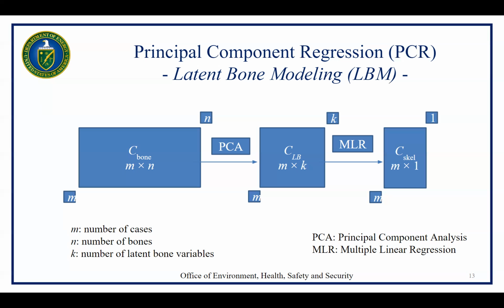After principal component analysis, the latent bone matrix has M rows and K columns, where K is the first few principal components or latent bones, and K is much less than N. As a matter of fact, K equals 1 or 2 in our models, which means that only 1 or 2 latent bones are used in the multiple linear regression. With 19 whole body cases and now only 1 or 2 independent variables, the case to variable ratio is acceptable.